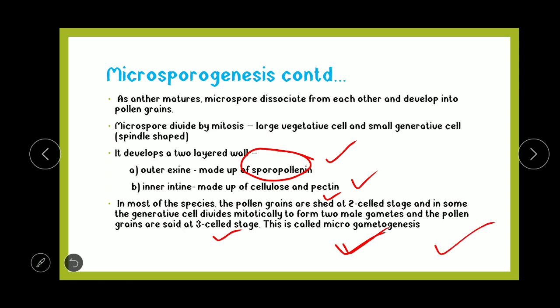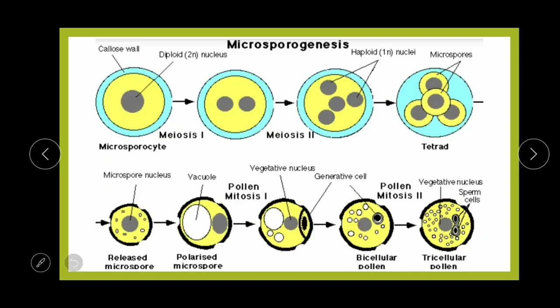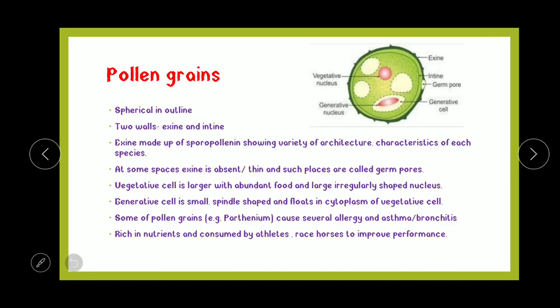This is important. Microgametogenesis is a small term included under microsporogenesis. So microgametogenesis involves the formation of two male gametes from the generative cell of the pollen grain. This is a very important concept. Now, I have already described the diagram. You can see the diagram, meiosis 1, meiosis 2. Then one thing, the mitosis here, in the pollen grain to form the vegetative nucleus and generative nucleus, is asymmetric.